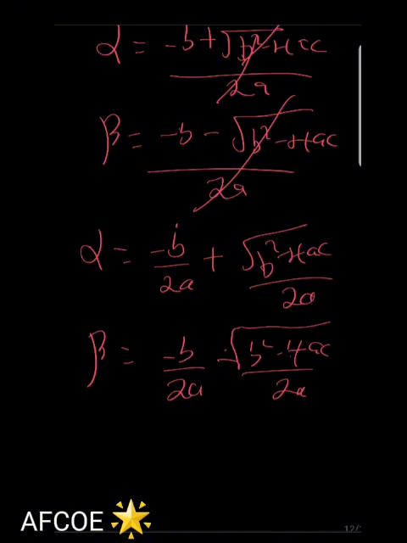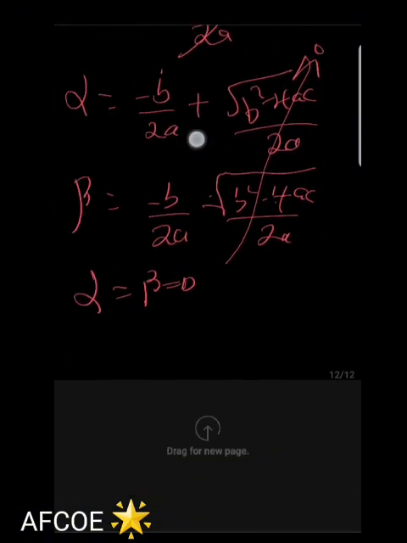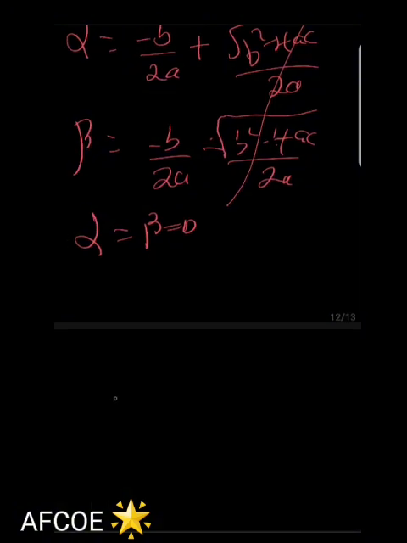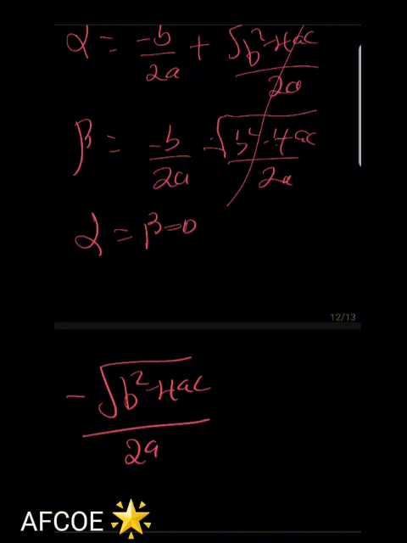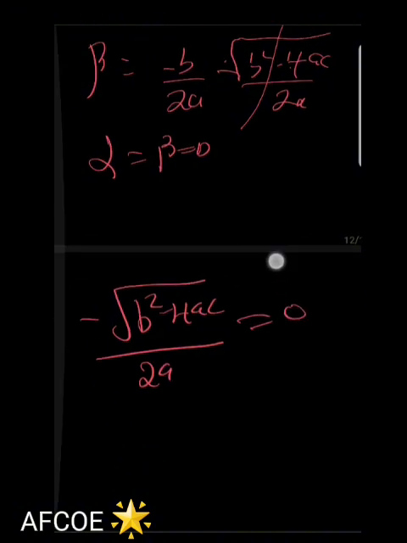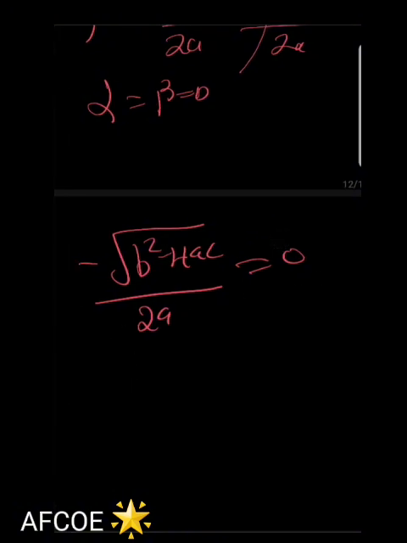So when alpha equals beta, this term here boils down to 0. In other words, the square root of b squared minus 4ac over 2a, or the negative of it, has to be equal to 0. I'm indirectly saying that the square root of b squared minus 4ac, all over 2a, whether you take it to be negative or positive, has to be equal to 0. You can simply divide all through by the negative, it will be positive, and then cross multiply. You get the square root of b squared minus 4ac has to be equal to 2a times 0, which is 0.